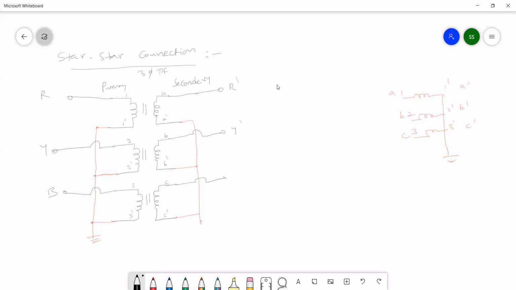R, Y, B on secondary side. Now was it clear? The similar ends are joined, that is, similar ends in the sense which are having dash 1, dash 2, dash 3, all are shorted. On secondary side, the similar ends A dash, B dash, C dash.